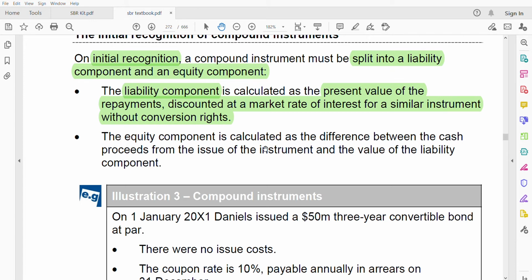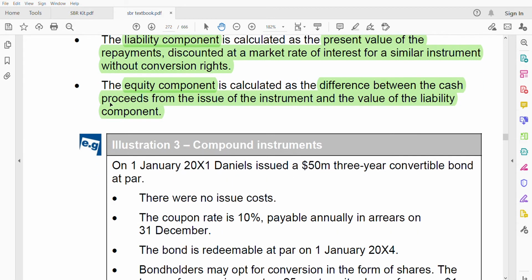The equity component is calculated as the difference between cash proceeds from the issue of the instrument and the value of the liability component. So the liability component you have calculated in the first step, and the cash proceeds they will give you in the question. That minus the liability is the equity component. Now let us do this illustration, and through this one illustration you will clearly understand how to do compound instruments.